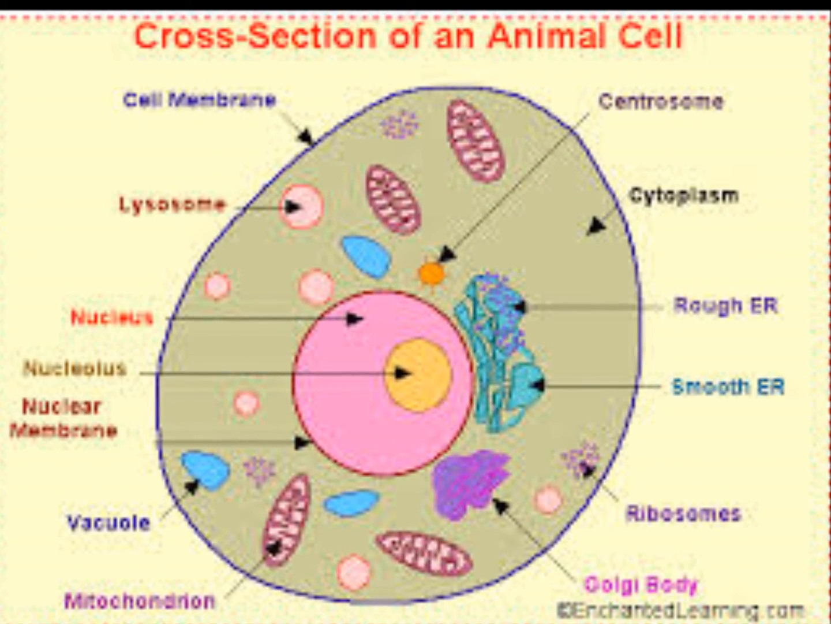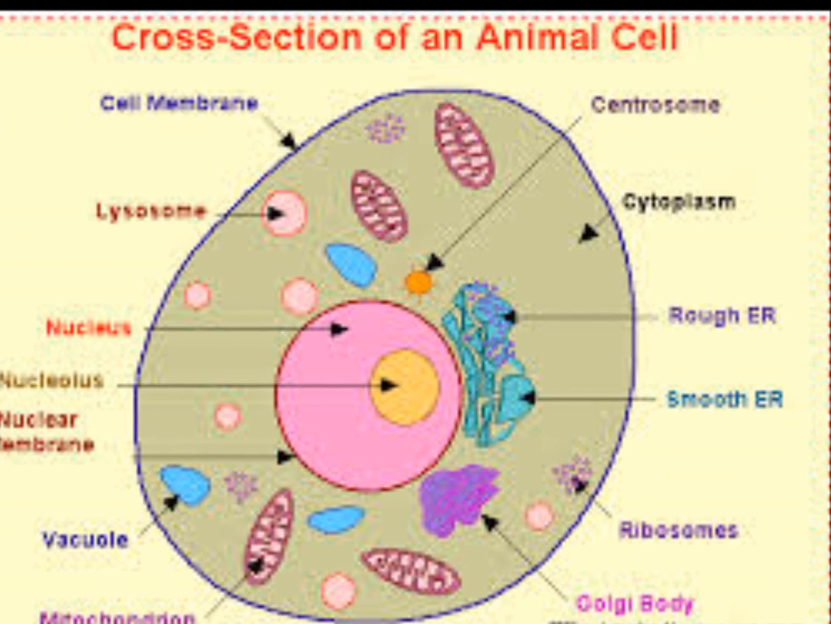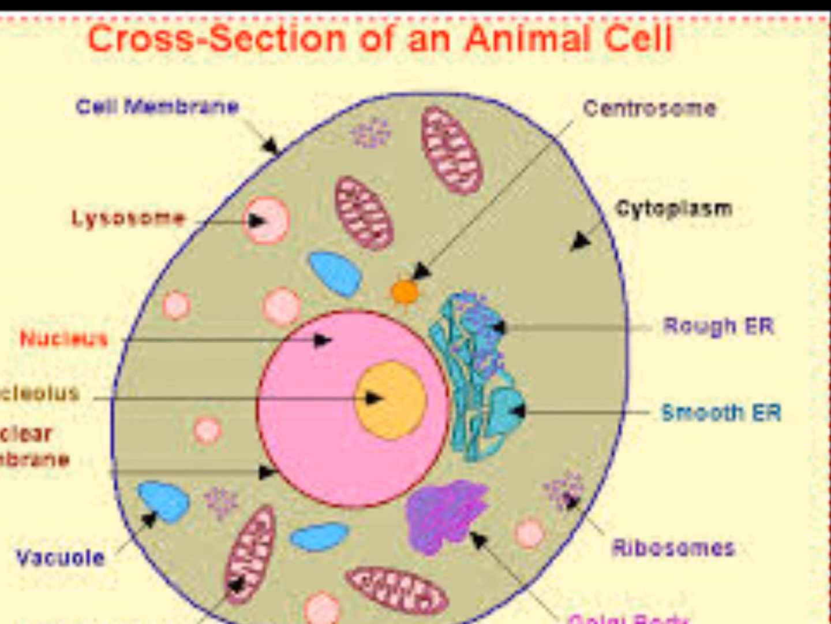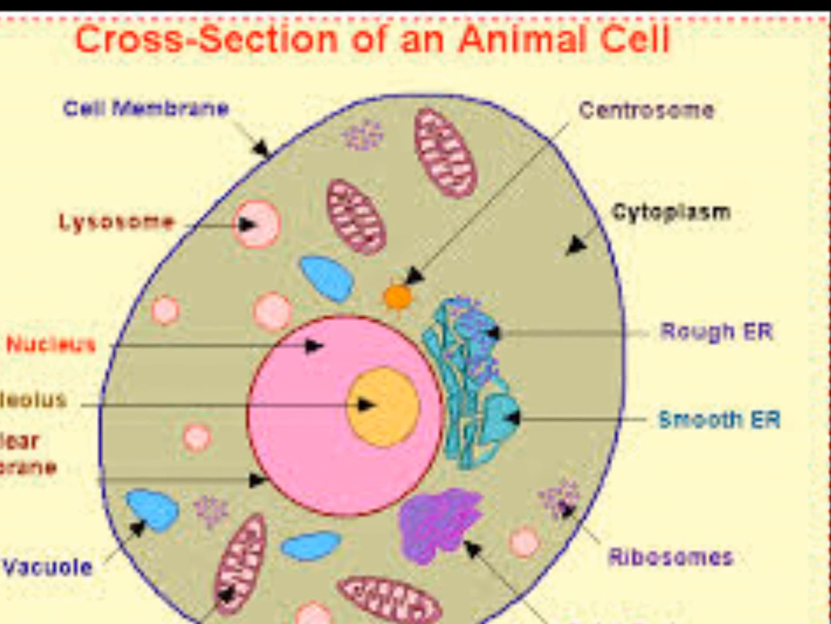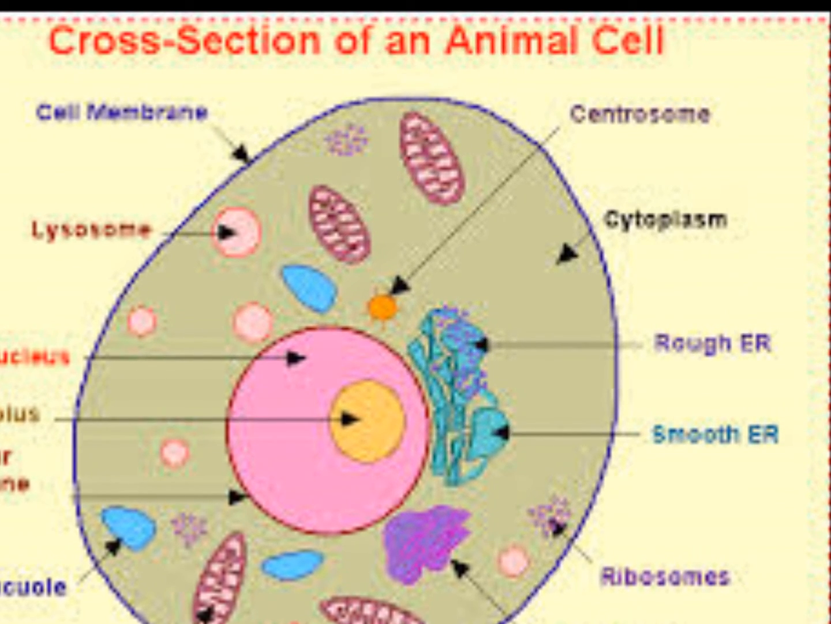These organelles combine and work together to form one functional unit of the body. Remember, cells make up tissues, tissues make up organs, organs make up organ systems, and organ systems make up the human body.